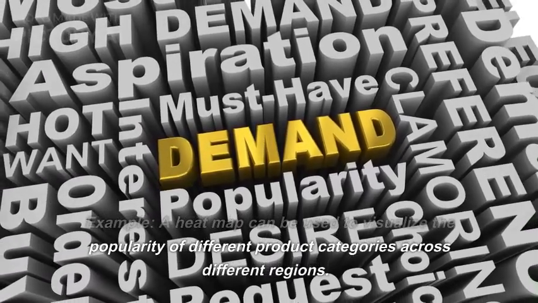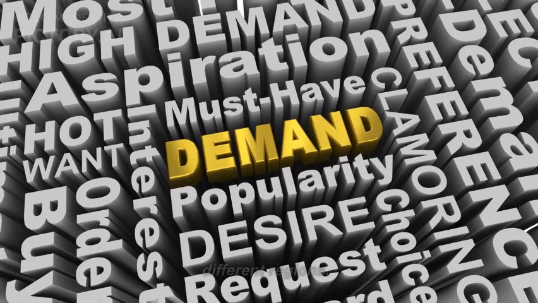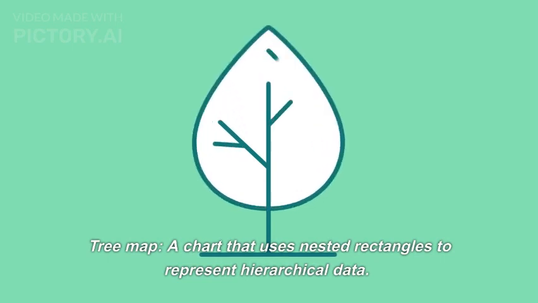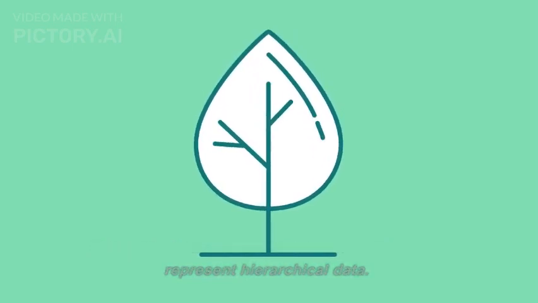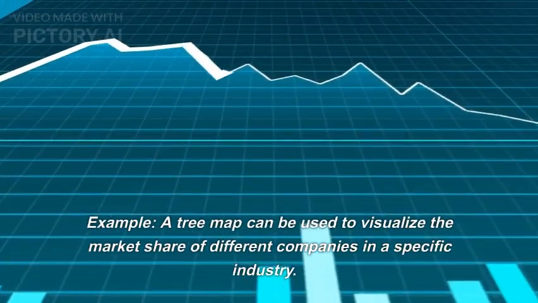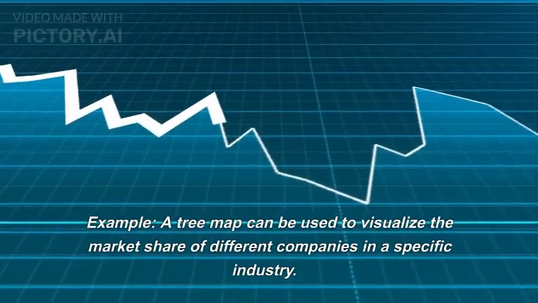Tree map, a chart that uses nested rectangles to represent hierarchical data. Example, a tree map can be used to visualize the market share of different companies in a specific industry.